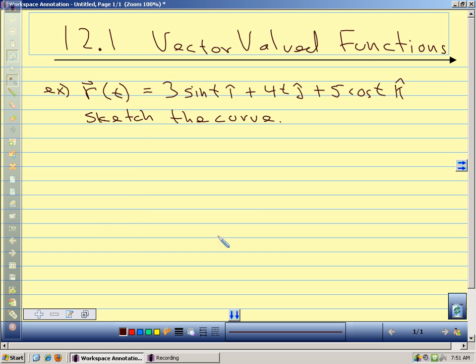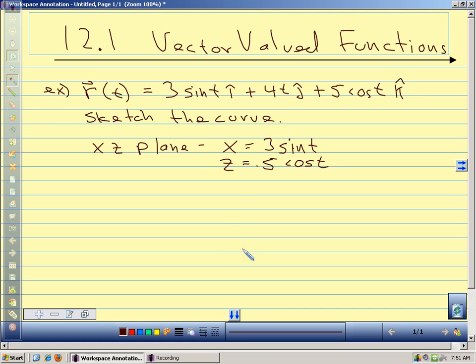So which planes do we want to look at first? In the XZ plane. If we project this onto the XZ plane, we have x equals 3 sine t, and z equals 5 cosine t.